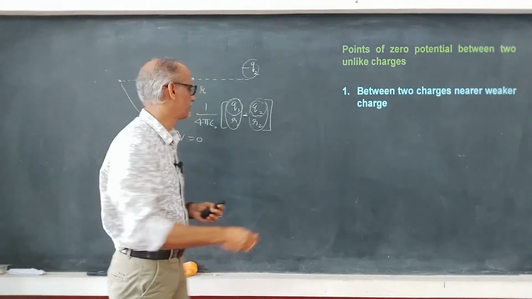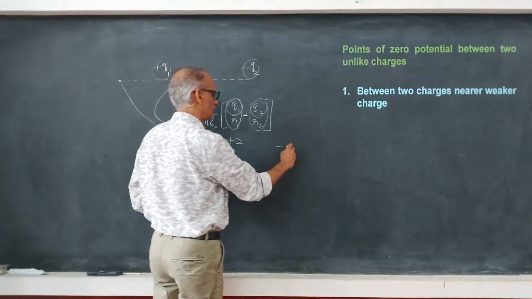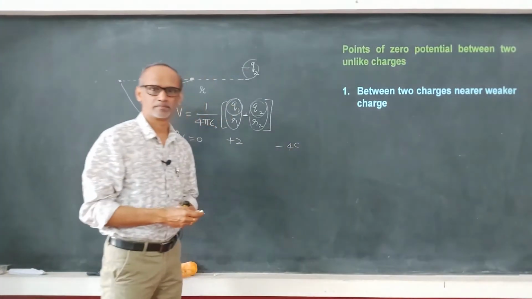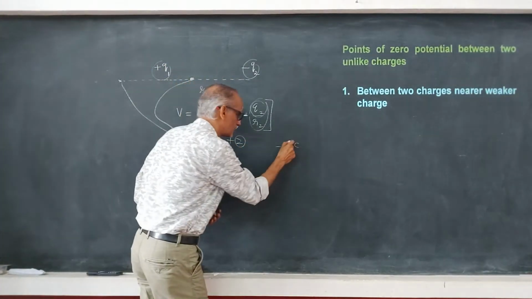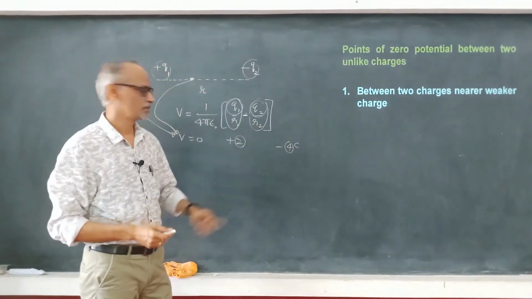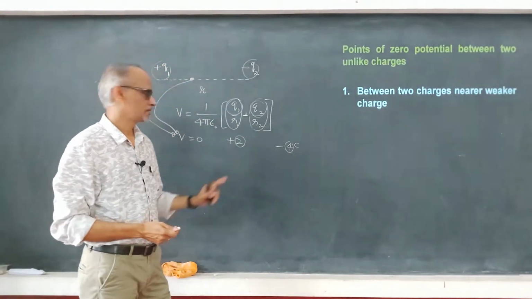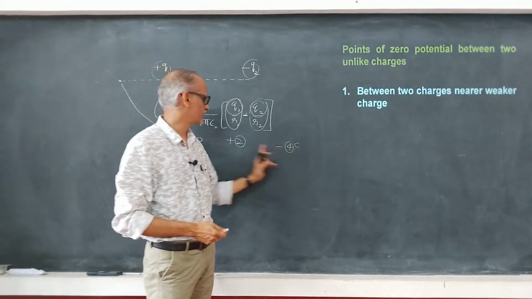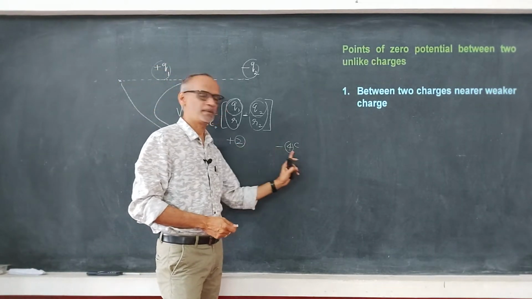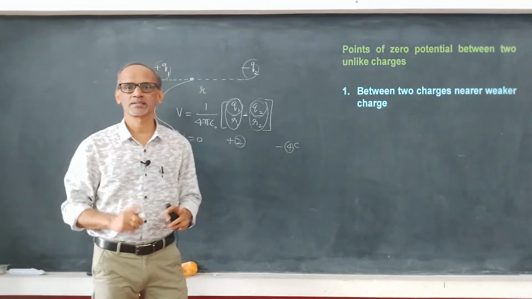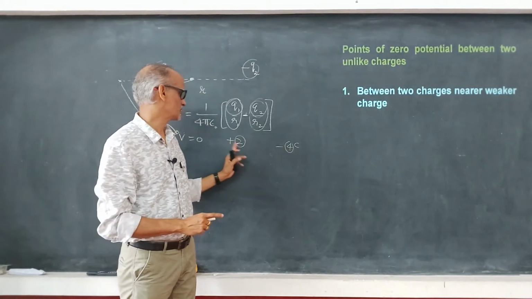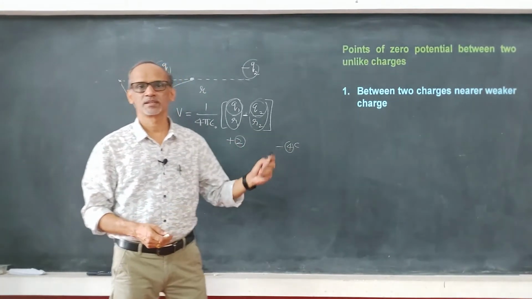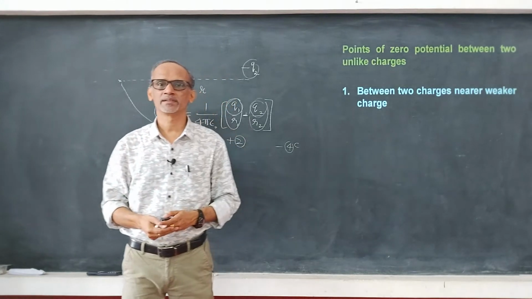If I take plus 2 coulomb, minus 4 coulomb, magnitude means we have to consider only the number. We don't consider the sign. Then plus 2 coulomb is the weaker charge, because it's lesser in magnitude. So while comparing the magnitude, we don't consider the sign, only the number. So such points will lie always nearer the weaker charge.